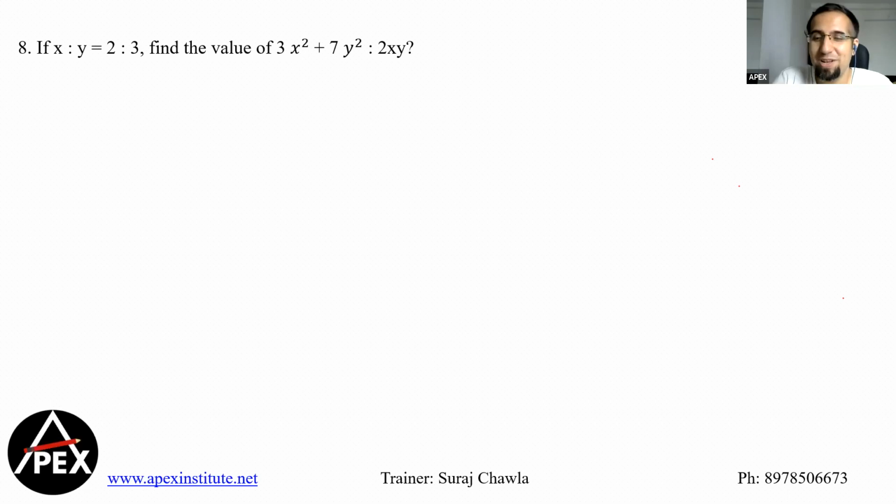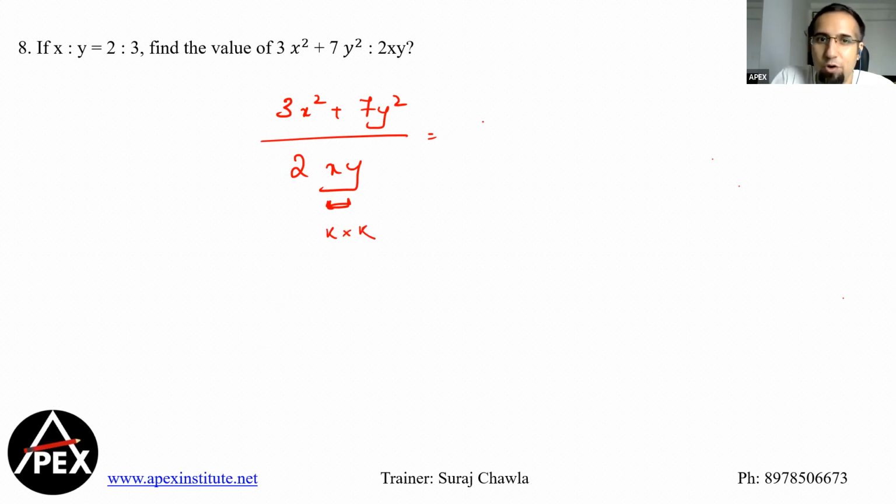Welcome to my class. The k will get cancelled here. Why will the k get cancelled here? Observe 3x square plus 7y square divided by 2xy. So x into y, if you observe, this is k into k. Got the logic here, guys? So if you want, you can also simplify.